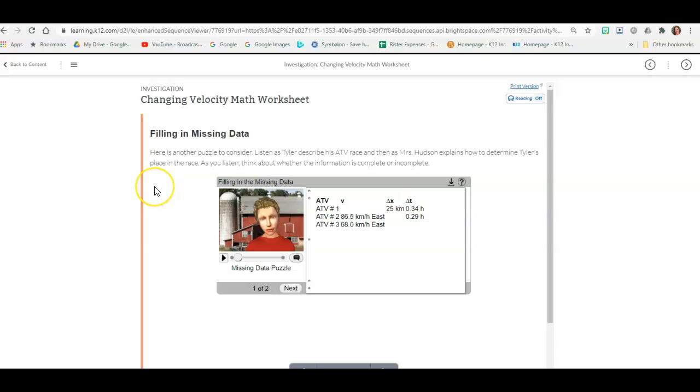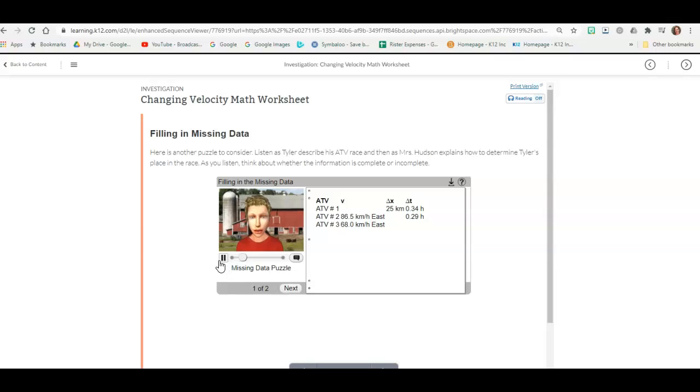All right, so now filling in missing data. Here's another puzzle. Let's look at Tyler's example. He has an ATV race, and Mrs. Hudson explains how to determine Tyler's place in the race. As you listen to that, think about whether the information is complete or incomplete.